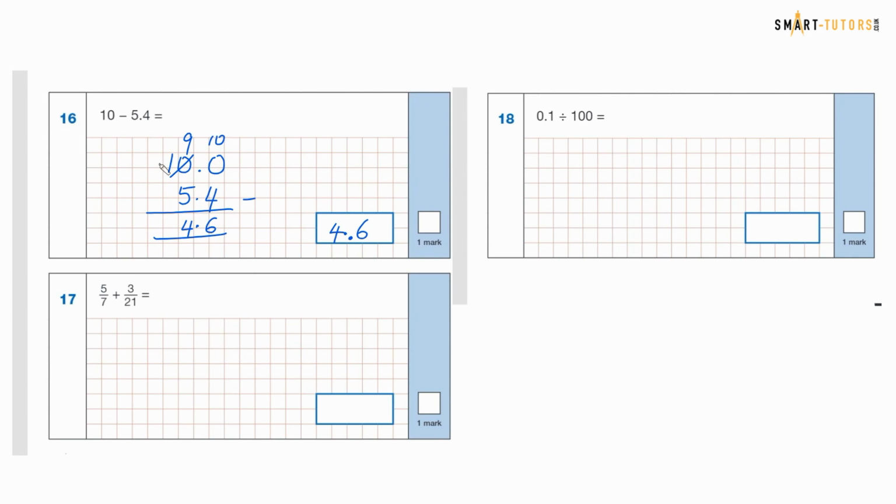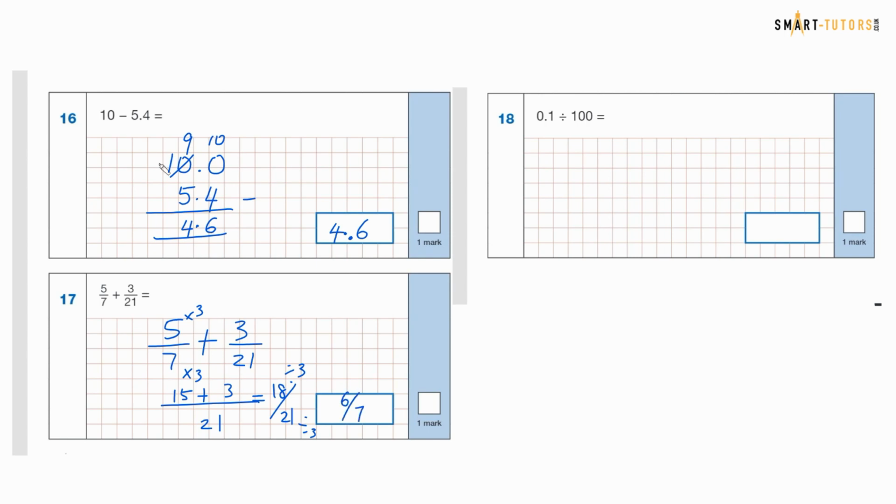Question number 17. 5 over 7 plus 3 over 21. Okay, so this is fraction addition. So one of them has a denominator of 7 and the other has a denominator of 21. So we need to find the common number out of both of these, which is 21. So you times 7 by 3, which gives you 21, and 5 times 3, which is 15. So 15 add 3 is 18. So 18 over 21. If you want, you can simplify this by dividing by 3. 18 divided by 3 is 6. 21 divided by 3 is 7.